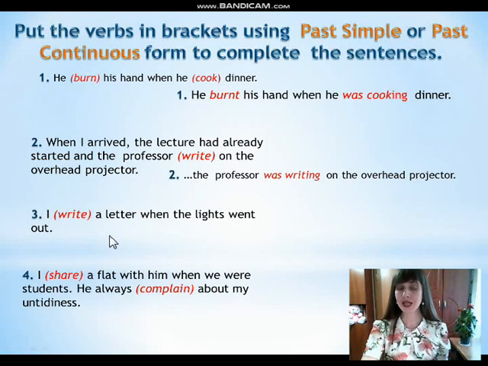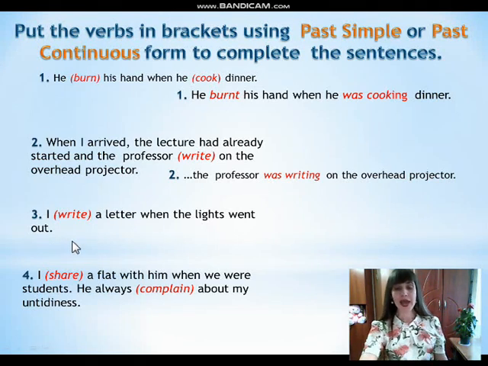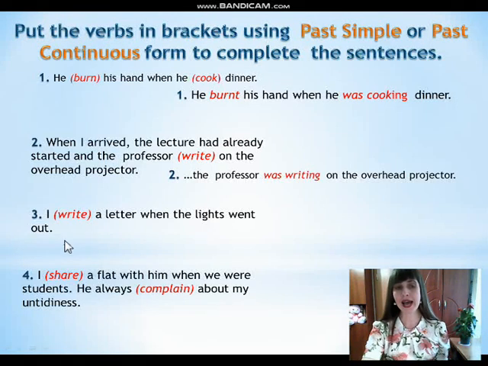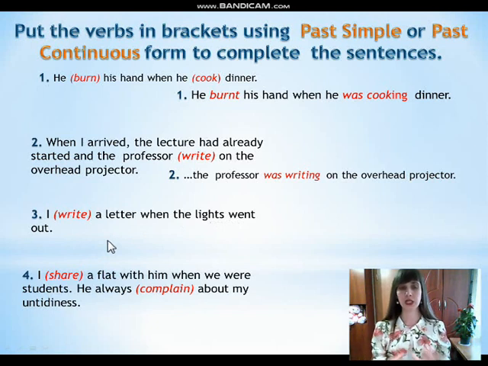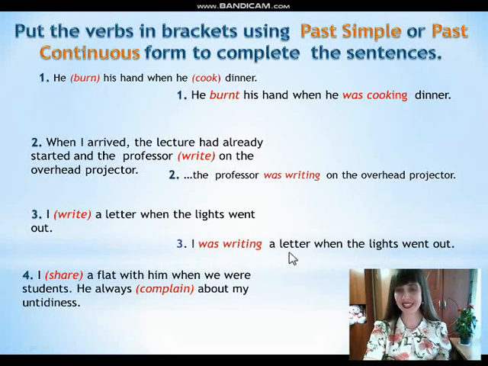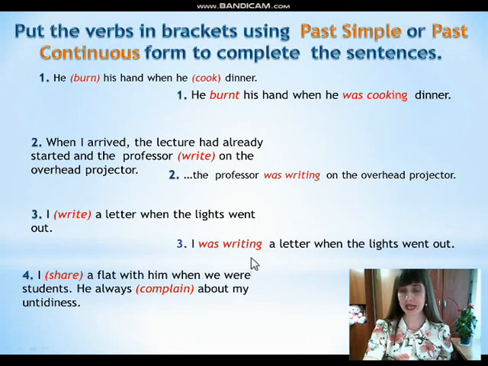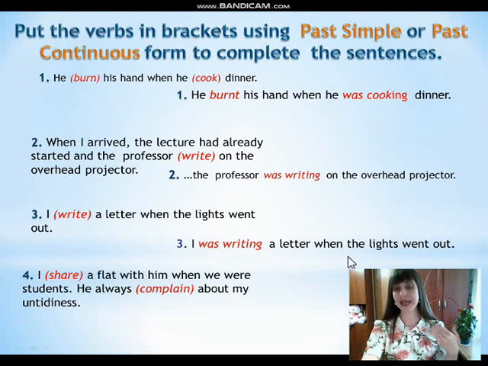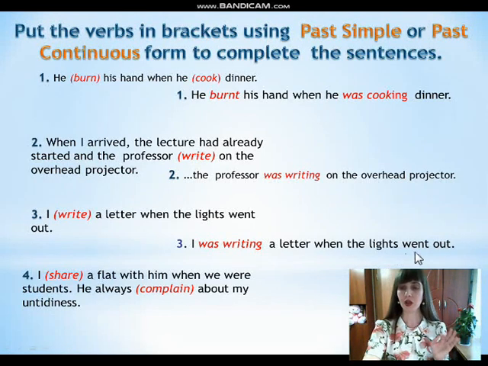In the third sentence, I write a letter when the lights went out. So we have the same situation. We have a long action and a short action, the lights went out. Absolutely right, I was writing a letter when the lights went out. A long action, the past continuous tense, and it was interrupted by a short action in the past. Went out.